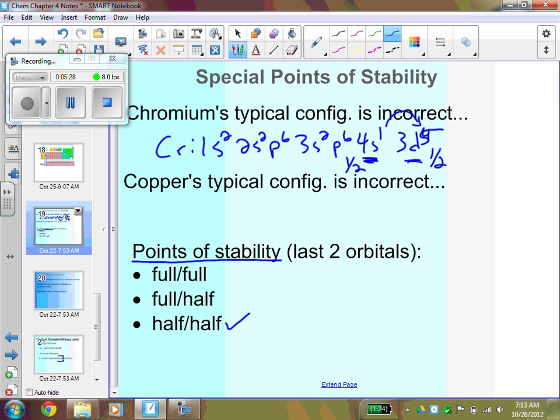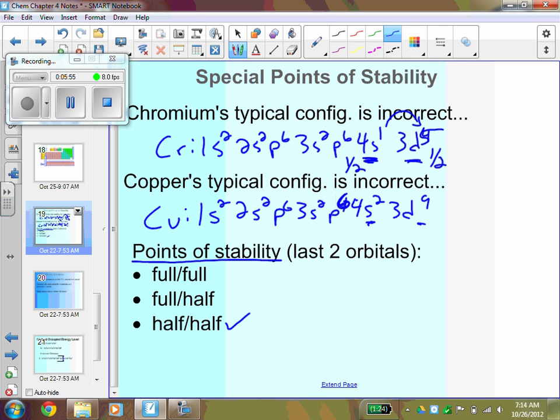If you're watching this video just for review, just know that chromium is one of those elements that has a special point of stability. Copper's similar, although not exactly the same. You end up with 1s2, 2s2 2p6, 3s2 3p6, 4s2, 3d9. You'll notice again, this is full and this is almost full.